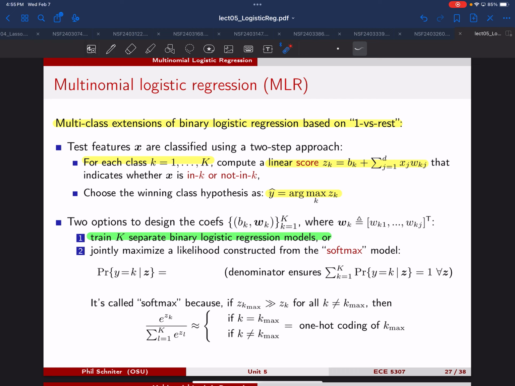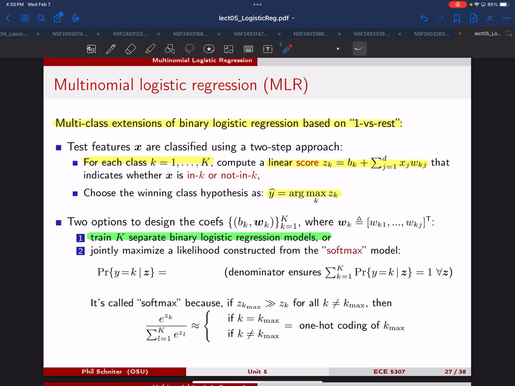So in some sense, it's maybe not optimal because you're not designing all your weights and intercept terms together to work with each other. They're just kind of designed in isolation. So that's sort of the downside.